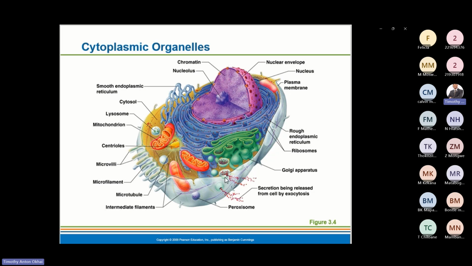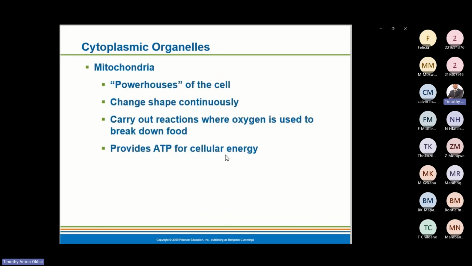So this is the cell membrane, and you can see the microvilli and microfilaments here, which are projections of the cell membrane. There are also microtubules. And there are all sorts of organelles, and we're going to look at those organelles and the different functions.